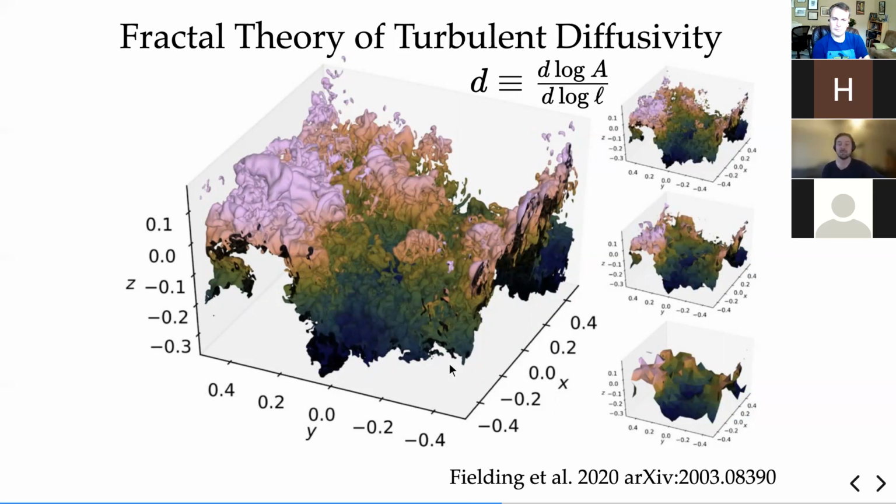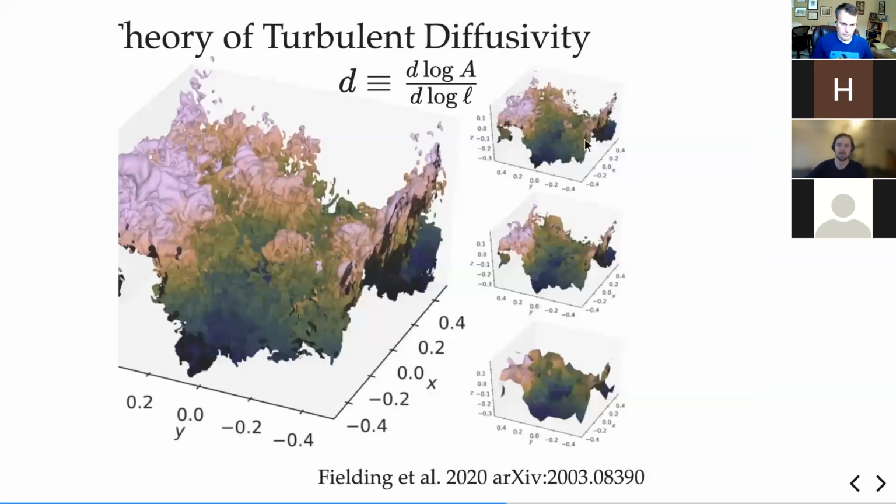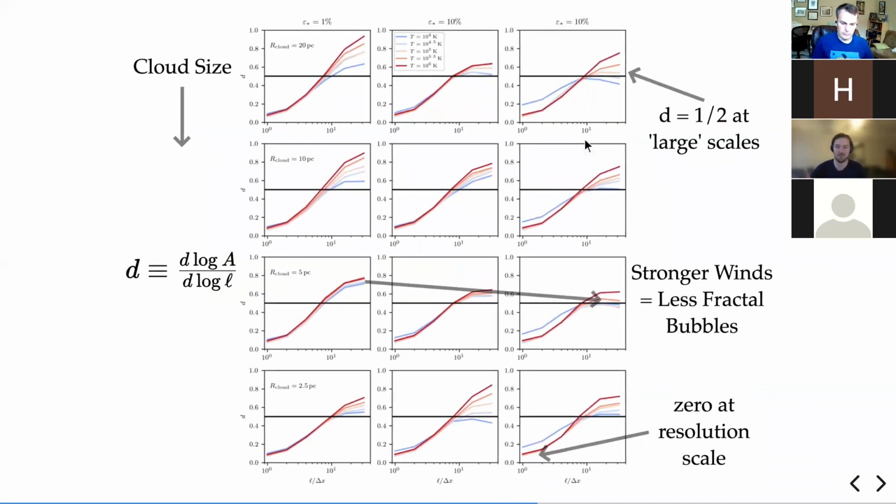We define some surface. In our simulations, that's an isotemperature surface around where we expect the cooling to be going on. And we measure that surface on different scales. So you can imagine going from a larger scale, very coarse understanding of this surface, down to finer and finer scales, and you measure the surface area of that surface at each of those scales. The excess fractal dimension is essentially the logarithmic derivative of that area as a function of scale, with respect to the scale on which you're measuring the area. Cool. And the basic idea is we can do that in our simulations.